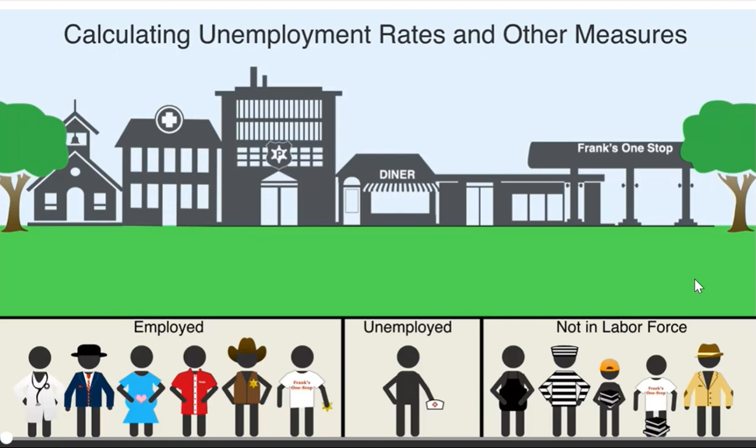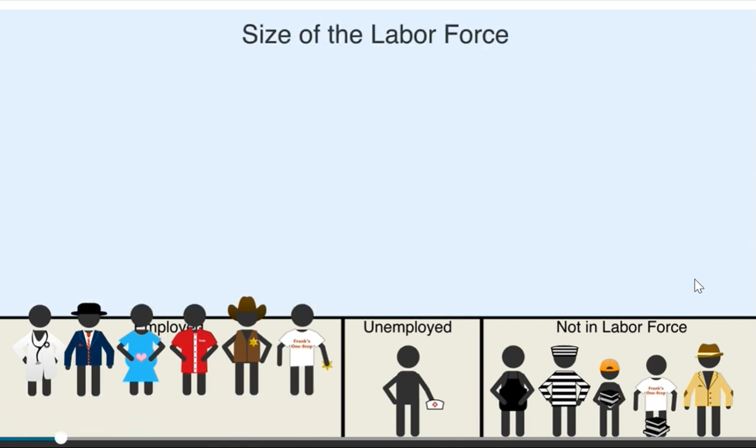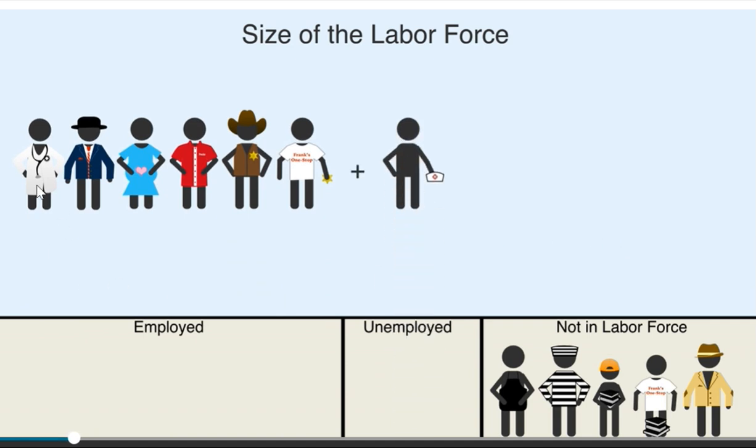Now that we've introduced the 12 residents of Treeville, let's calculate the unemployment rate. First, to calculate the size of the labor force, we must add up anyone who is employed and unemployed. Using the residents of Treeville, we find that the size of the labor force is 7. You can see that.